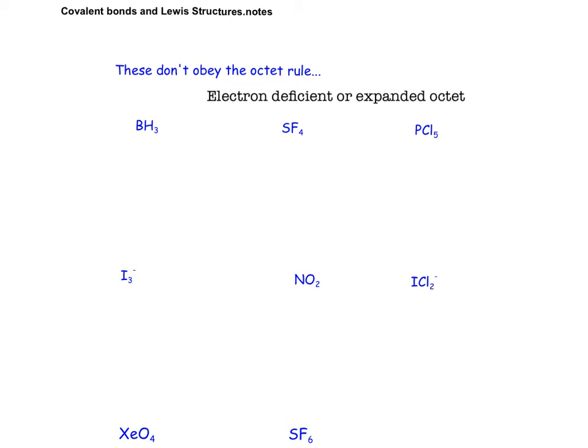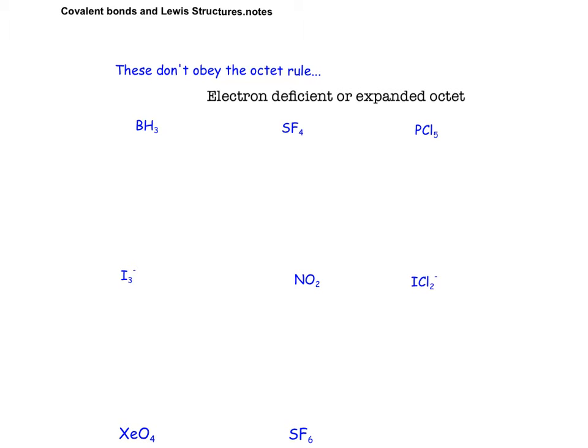If it doesn't obey the octet rule, it's either electron deficient, meaning like boron, it won't have enough electrons, or it has an expanded octet. So for a few of these, we'll see they have more than 8 electrons. How do we know? Well, we sort of just have to try it and see.